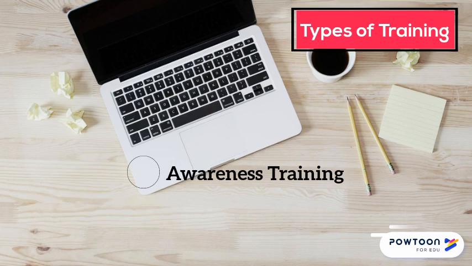Awareness training includes information and guidelines on policies and practices that affect employee relations or the work environment, including affirmative actions, workplace diversity, and sexual harassment.